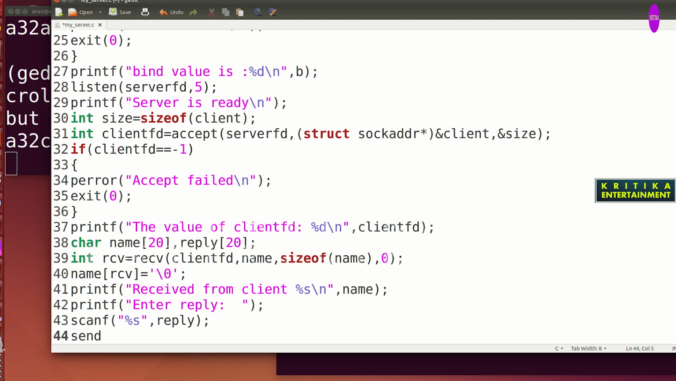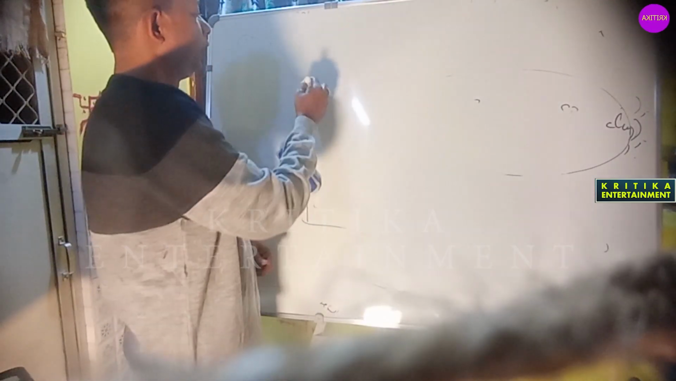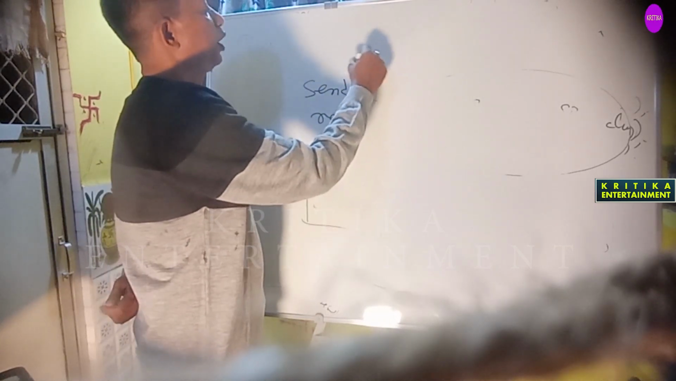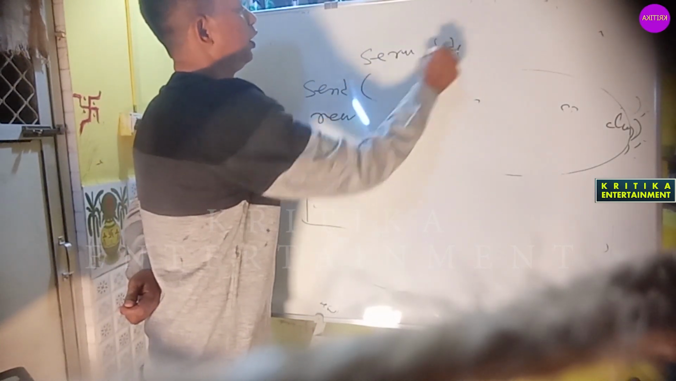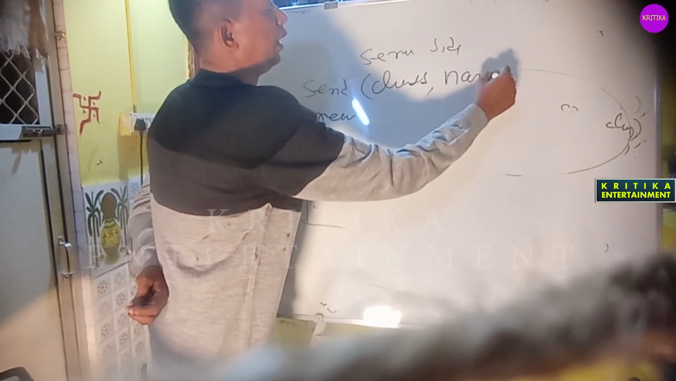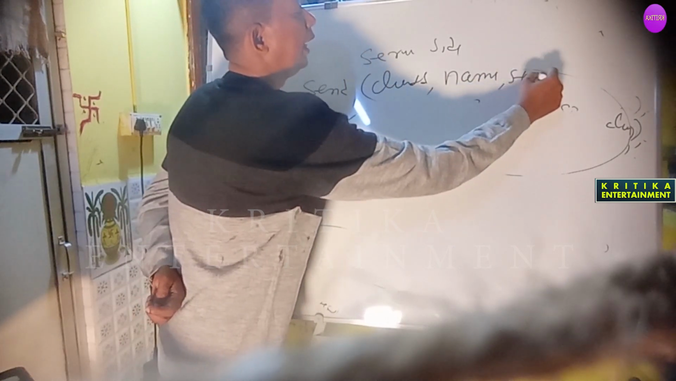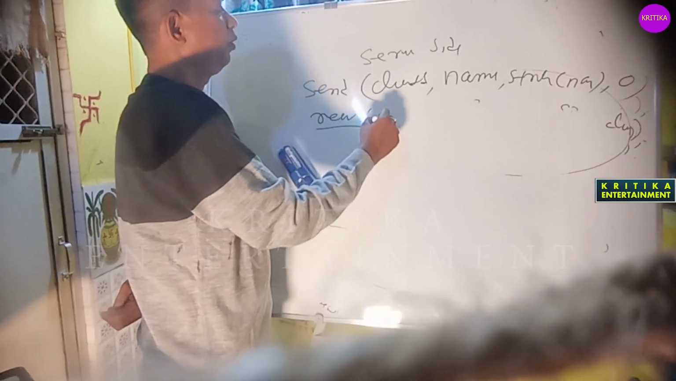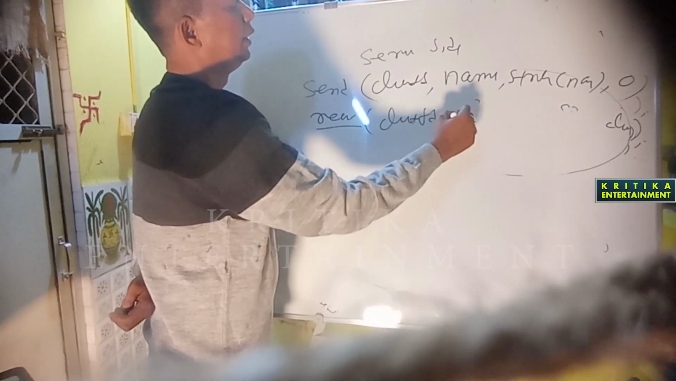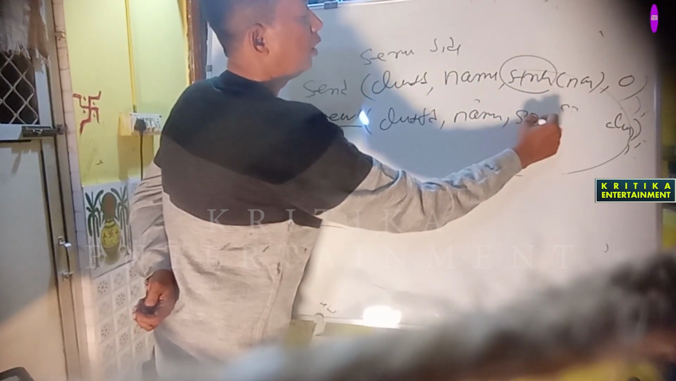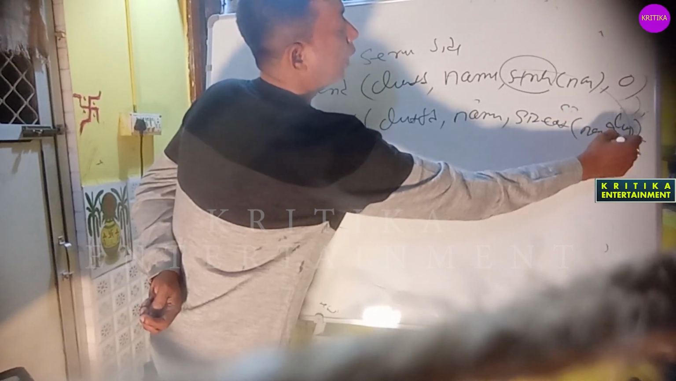I have told you what arguments are in the send function. I had forgotten to declare this. Send and receive are both the same. Here on the server side it is also client FD, and then the variable name, strlen of name will be sent, and the flag is 0. Same in the receive function: client FD, then name. Instead of strlen, in the receive function you write sizeof name. Then use 0.